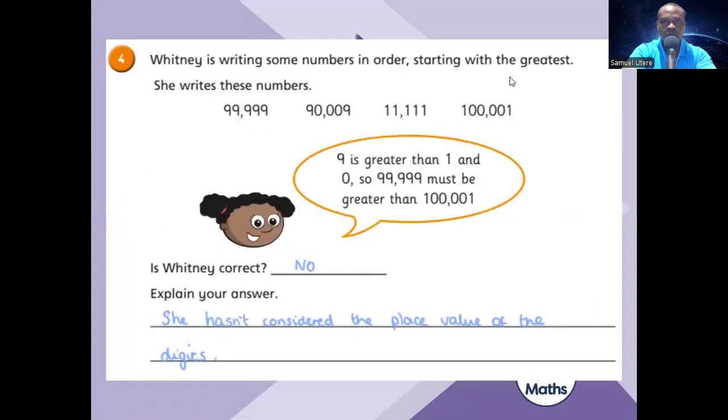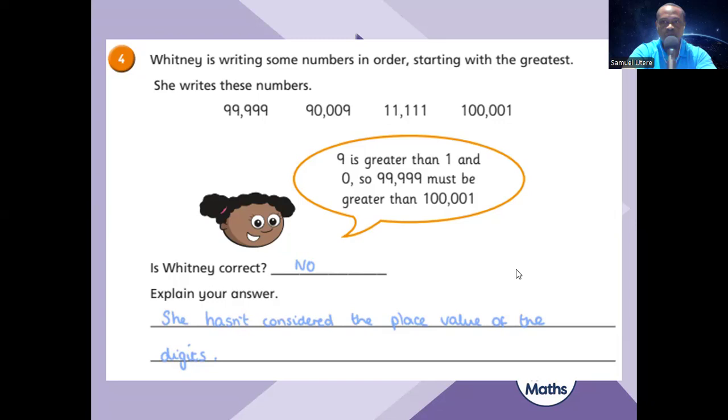For question 4, you were asked: Whitney is writing some numbers in order, starting with the greatest. She writes these numbers. She says 9 is greater than 1 and 0, so 99,999 must be greater than 100,001. Of course, she's not right. She hasn't considered the place value of the digits. Yeah, the place value of the digits. She has not considered them.